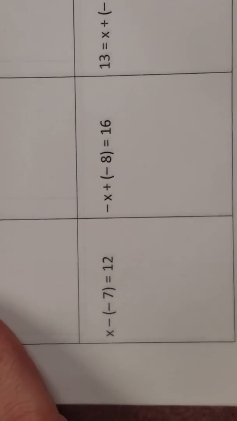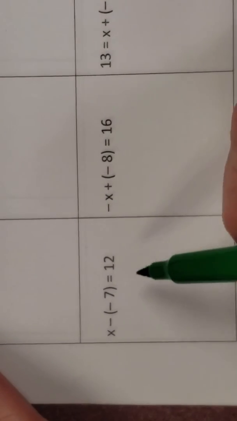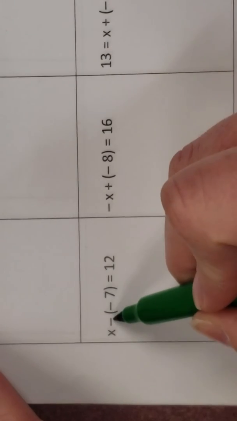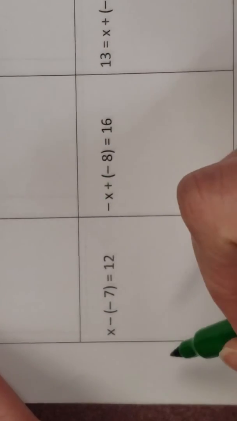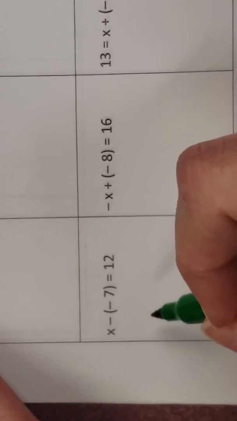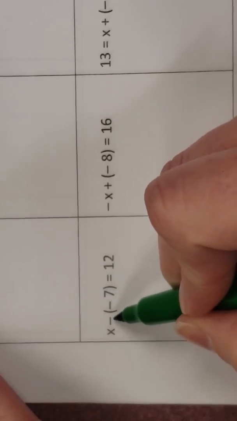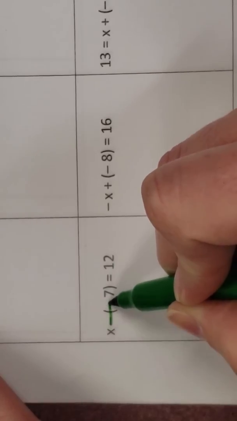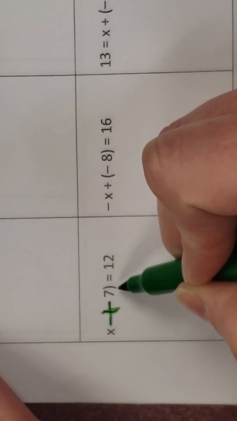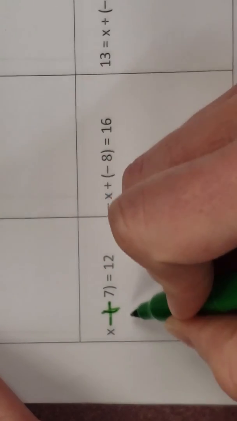For these next ones, we are going to use multiplication rules of signs because we have 2 signs pushed together with no sign in between. That'd be really redundant, right? And so we multiply them together. So you know that a negative times a negative is a positive. So really this equation is x plus 7 equals 12.